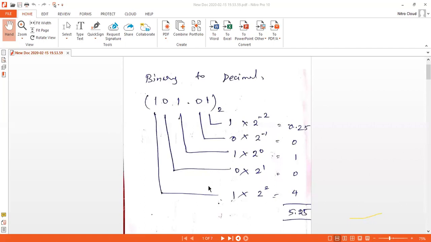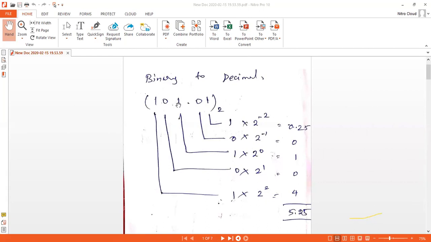So the first problem is 101.01. It is in binary. Binary means 2, correct? So the base value is 2. But what we need is to convert into decimal, correct? Decimal means the base value should be 10. Write all those numbers in this order: 1, 0, 1, 0, 1. Whenever something is after the decimal point, we should start with -1 in the power.